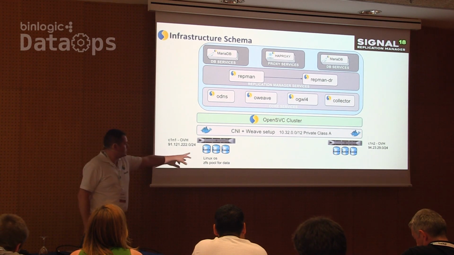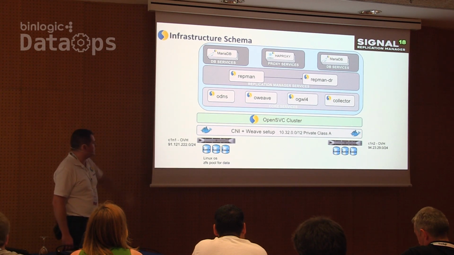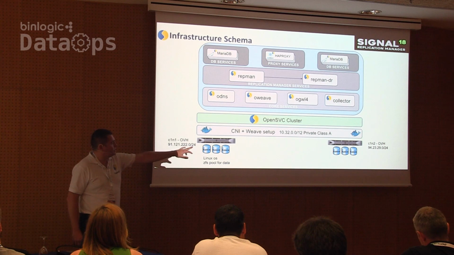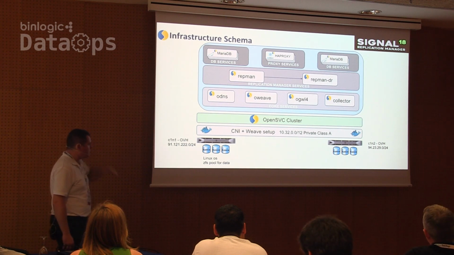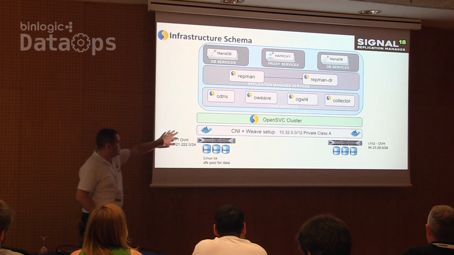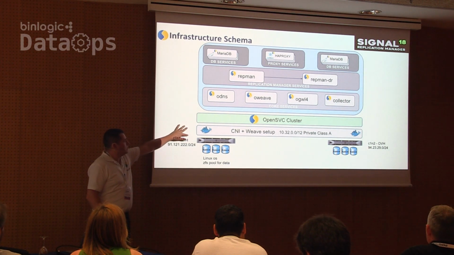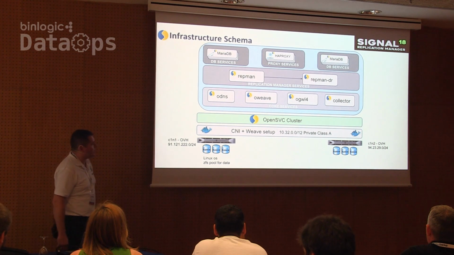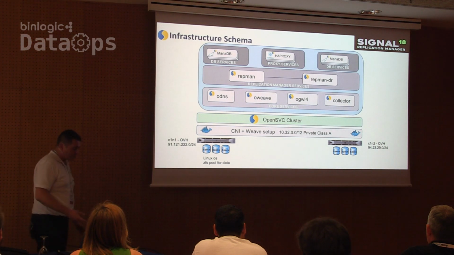It's on-premise nodes, physical, real. We have local disks, so Linux OS, and all the disks are configured with ZFS. As you can see, IPs are in different subnets. On top of those two servers, we deploy this stack, which is CNI and Weave.